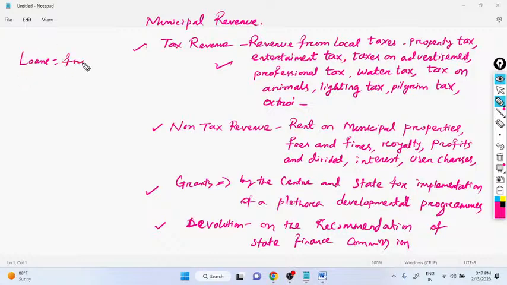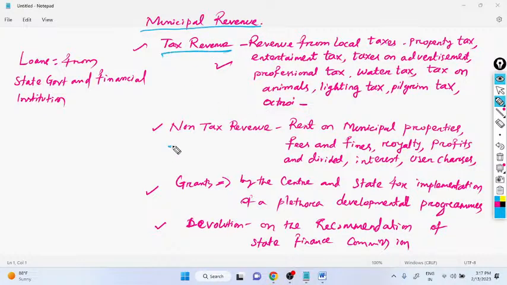from loans from state government and financial institutions. So kindly note the sources of finance in urban municipal revenues. There are tax revenue, there are non-tax revenue, there are grants, there are devolutions, there are loans. Alright.